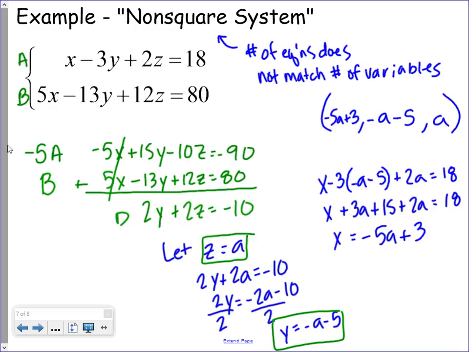So in a non-square system, in Algebra 1 or Algebra 2, we might just stop and say, well, we can't really solve. We don't have enough information. Now we're going to say we can't necessarily pin it down, but we can find expressions for the x, y, z. We don't have the actual value, but we can find some expressions for those. These things will work.